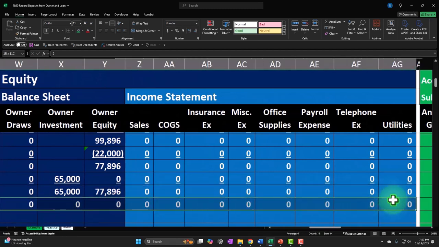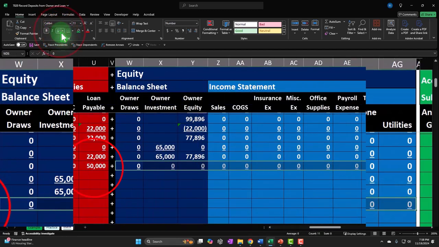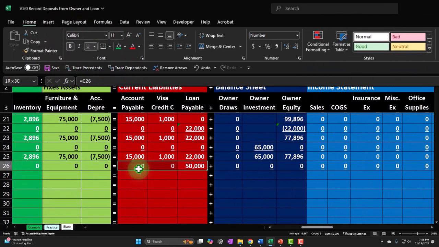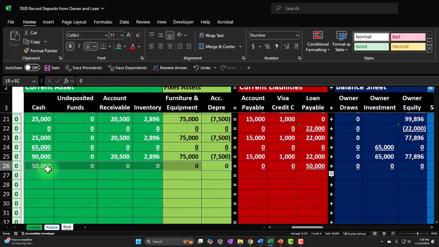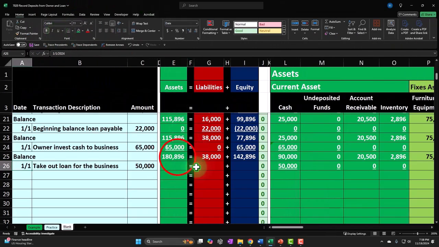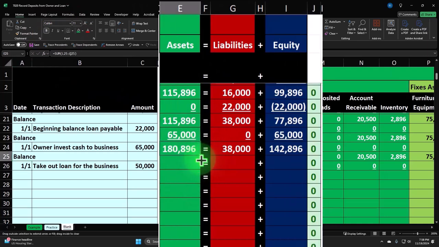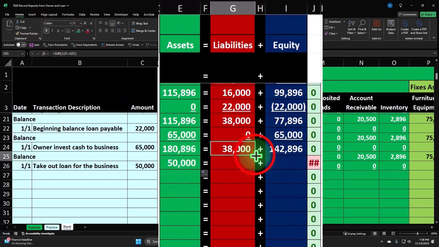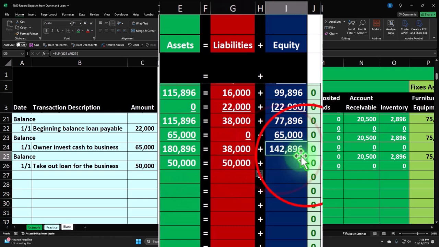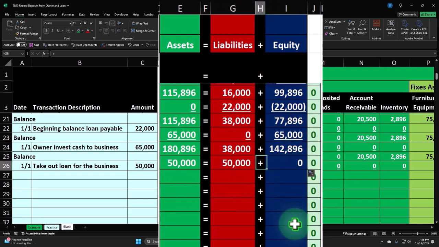Let's put an underline under here. Underline. Underline under here. We'll copy down to see if we're in balance for that particular transaction. Cash goes up by another 50,000. 50,000 liabilities go up. Nothing happened to equity this time.